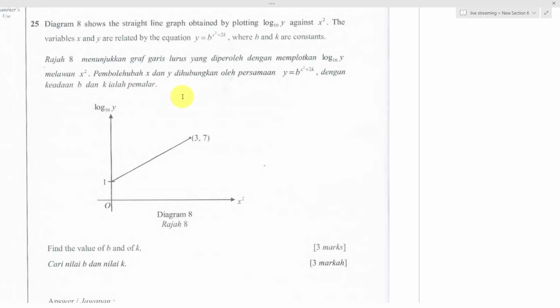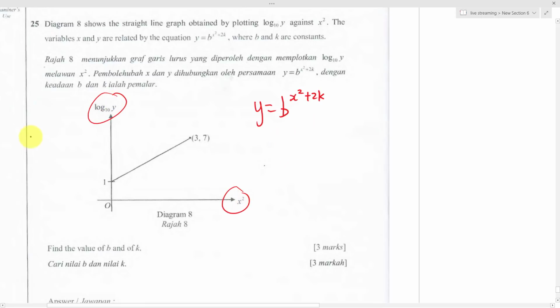Alright, the diagram actually shows the straight line graph obtained by plotting log 10 y against x squared. So the variables x and y are related by the equation y equals b to the power of x squared plus 2k, according to the question here. So what I want to do is change it into this pattern, because according to the graph I can form one equation, Y equals mx plus c. My Y is log 10 y. My m is 7 minus 1 over 3 minus 0. My x will be x squared. My c will be 1.